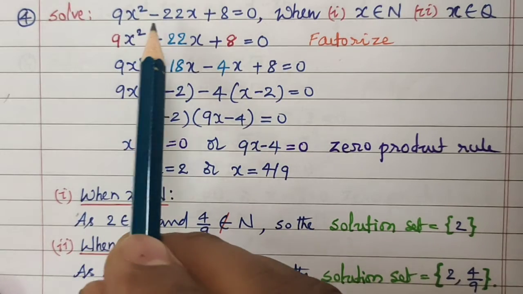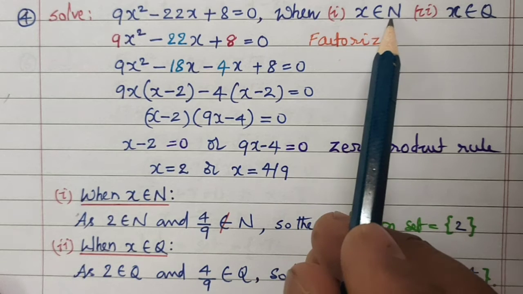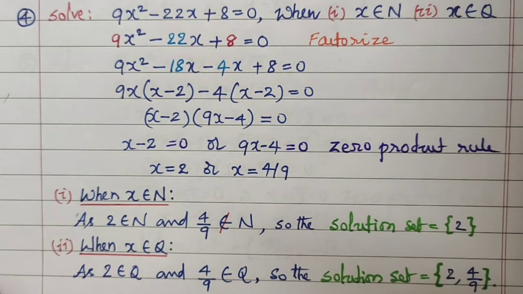Solve 9x² - 22x + 8 = 0 when x belongs to N, which is the set of natural numbers, and x belongs to Q, which is the set of rational numbers.